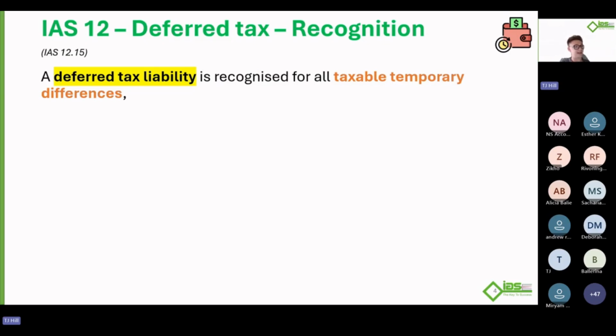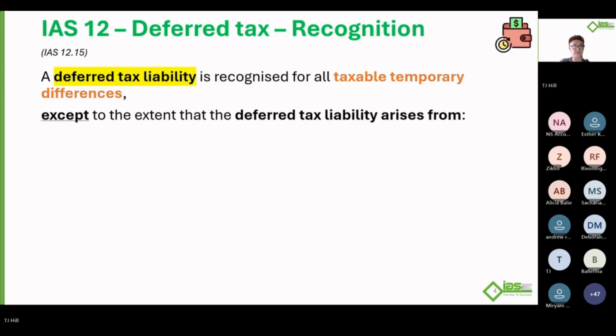If you look at what this paragraph says, paragraph 15, it says for all taxable temporary differences, except to the extent that the DT liability arises from initial recognition of goodwill. Oh my goodness, my power just came back. So we are going to switch now, but let's finish this slide.